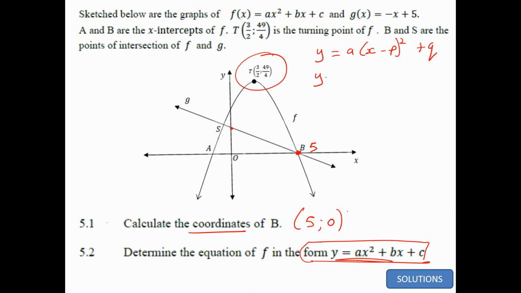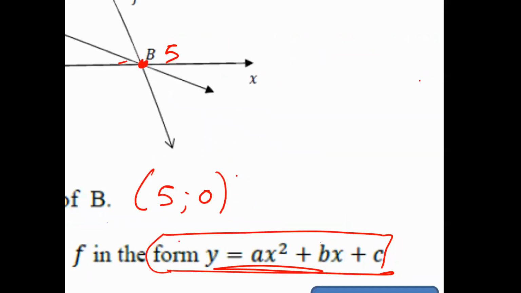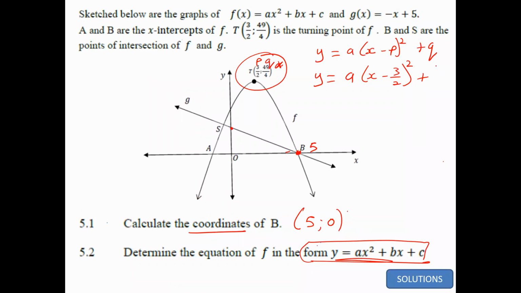And what we're doing now, we're going to say y is equal to a. There's our turning point. So remember the turning point, we said it represents p, q. So the p value is x minus 3 over 2 all squared. And the q value is actually 49 over 4. Now, we've got too many unknowns: y, a, and x. Our job is to try and find a.